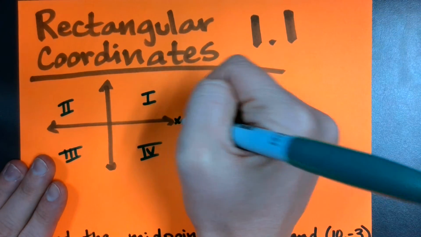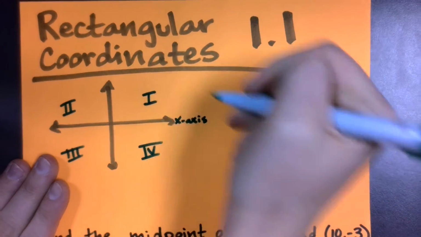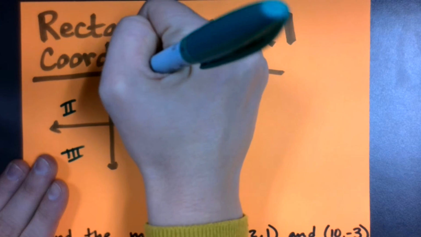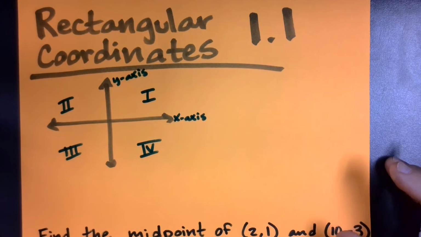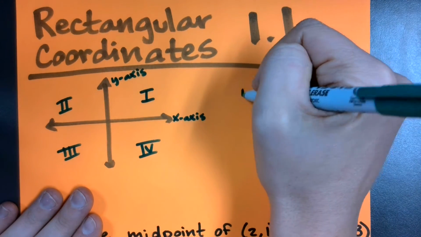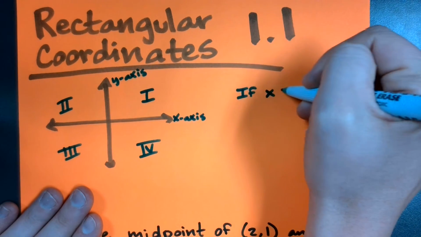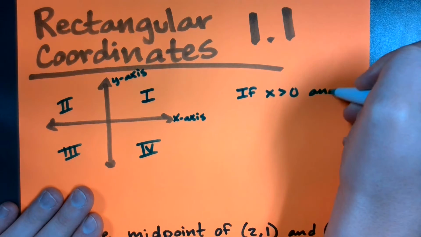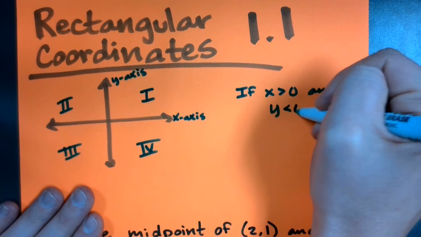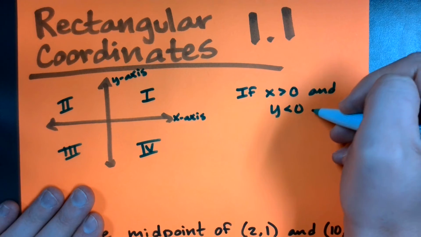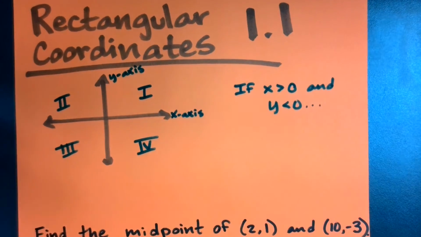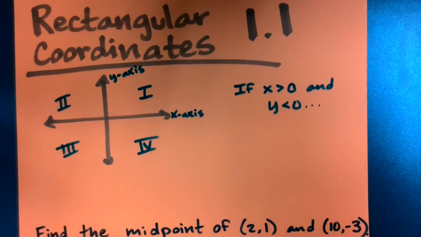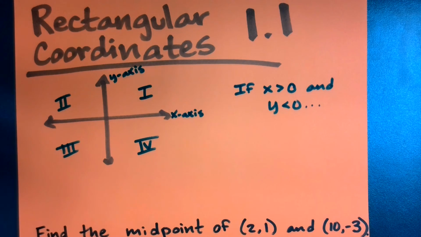You've got your x-axis and your y-axis. So you might see some questions like, if x is greater than 0 and y is less than 0, what quadrant are we in? X is greater than 0 and y is less than 0.